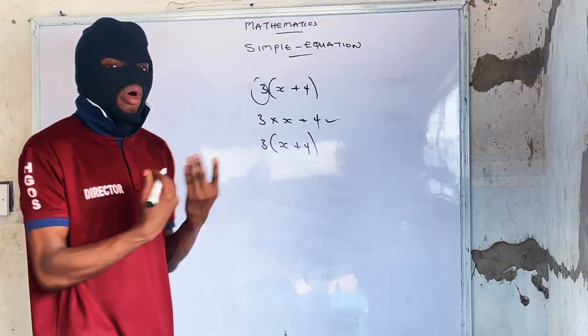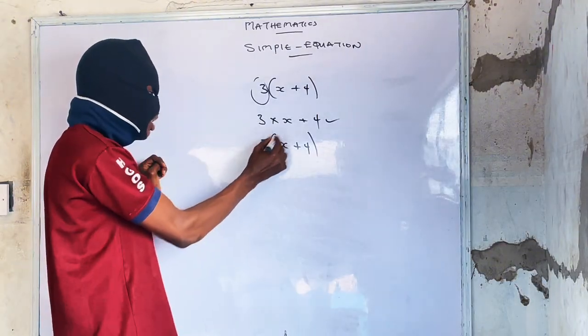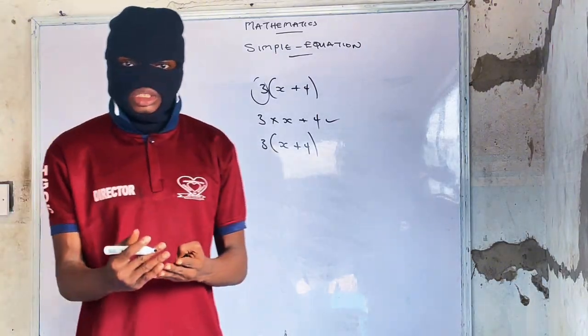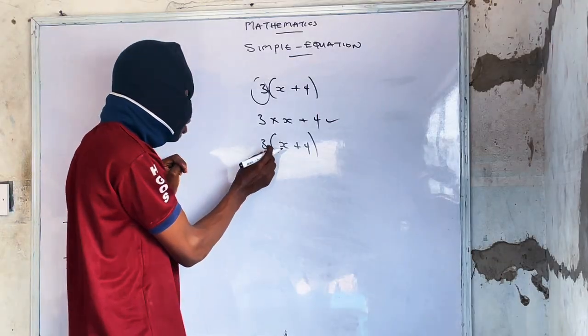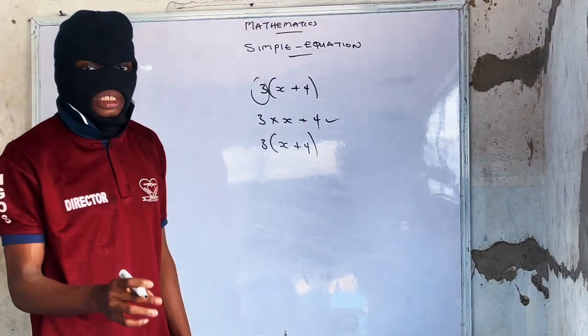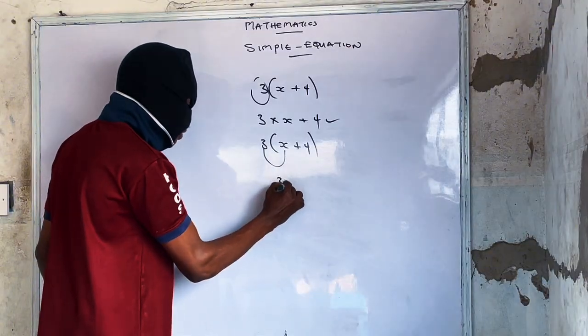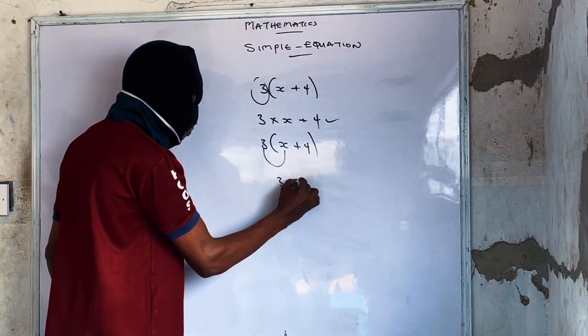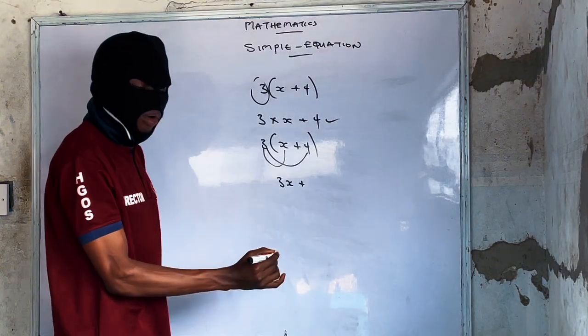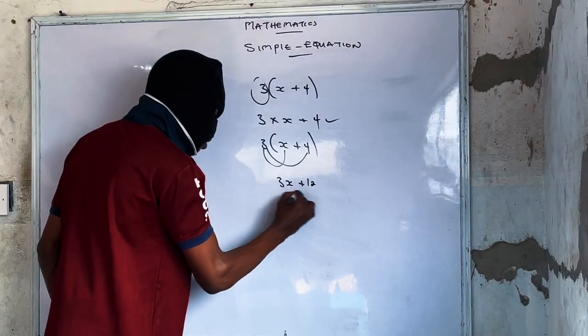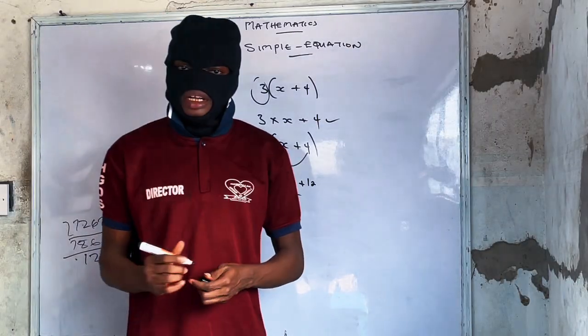Now, how are we going to open the bracket? Since our bracket means multiplication sign, you are going to use this 3 to multiply everything inside. Now, 3 times x, you have 3x. Then put your plus. Then 3 times 4 will give you 12. That's your answer. Very, very simple.